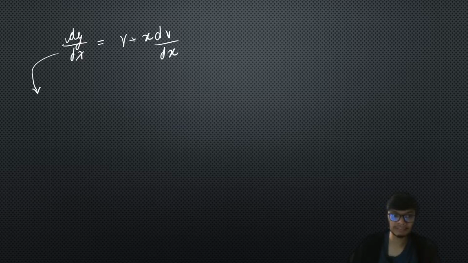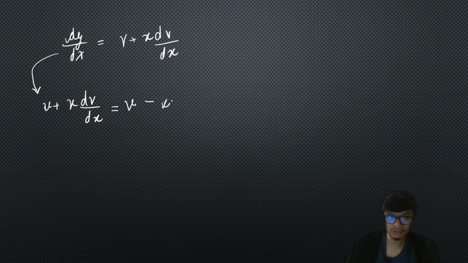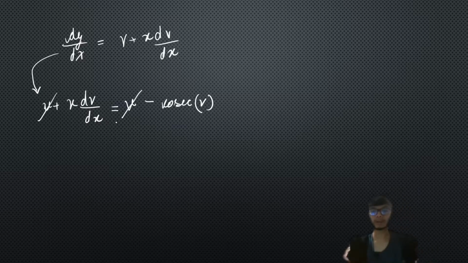So if I put that in the differential equation, I am going to get v plus x times dv upon dx, and if I take it on the right hand side, it is equal to v minus cosec v, right? As simple as that. Now you can see that the v and v get cancelled out from both sides, and the beauty of this particular homogenization method is that the ultimate differential equation gets reduced to the form of variable separable. I hope this particular part is clear.